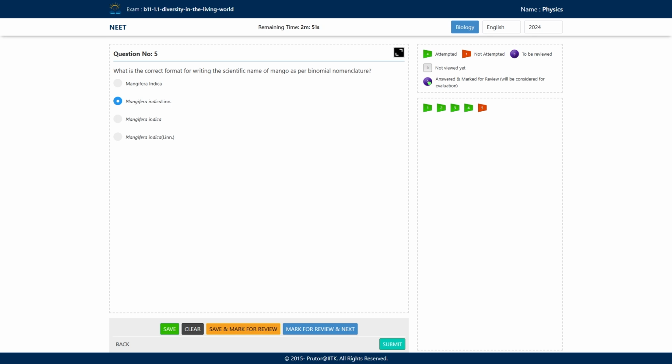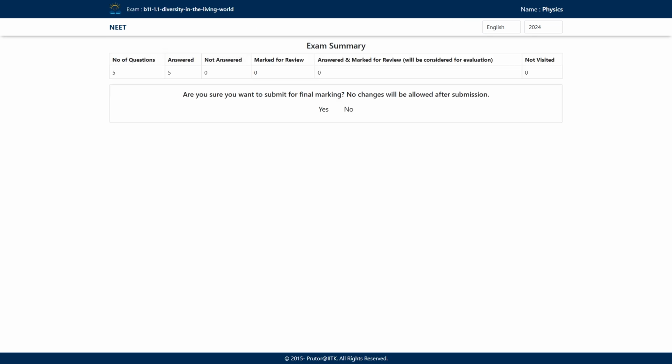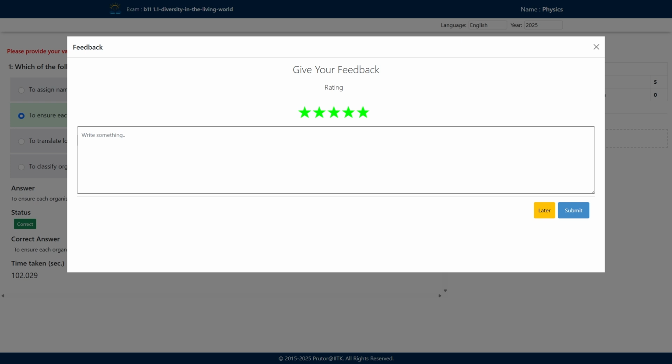Okay, in option A, you can see the name is not italicized. In C, the name of the author is not written. In D, the name of the author is written in brackets. So that's why the correct answer will be option number B. Okay, so with this, we have completed the DPP for this chapter. So all our answers are correct.